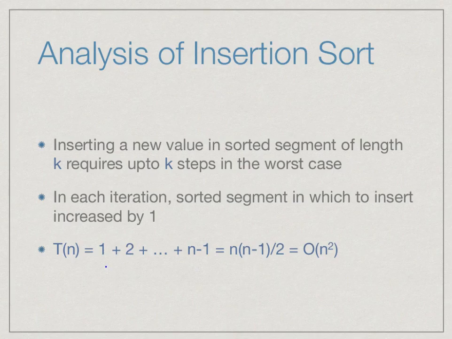So again, we have the same recurrence expression that we had for selection sort. It says that t of n is 1 plus 2 plus 3 up to n minus 1, which is n into n minus 1 by 2, which is order n squared. Okay, so again, remember that this is n squared by 2 minus n by 2. And so this is the biggest term, and that's what we get here.